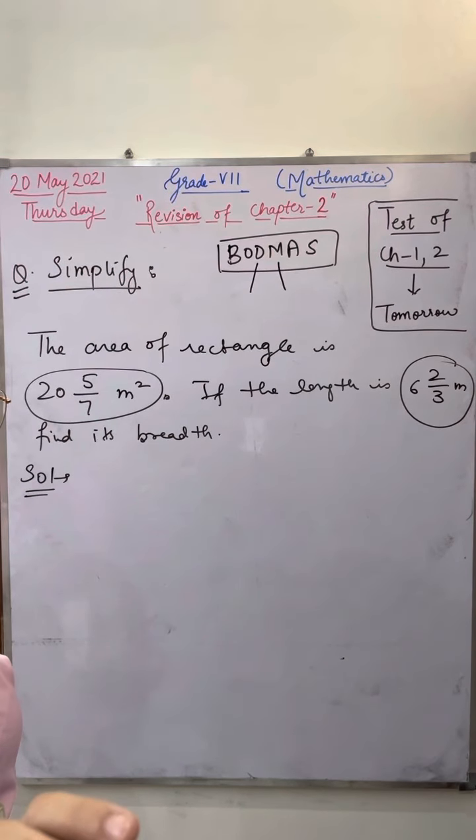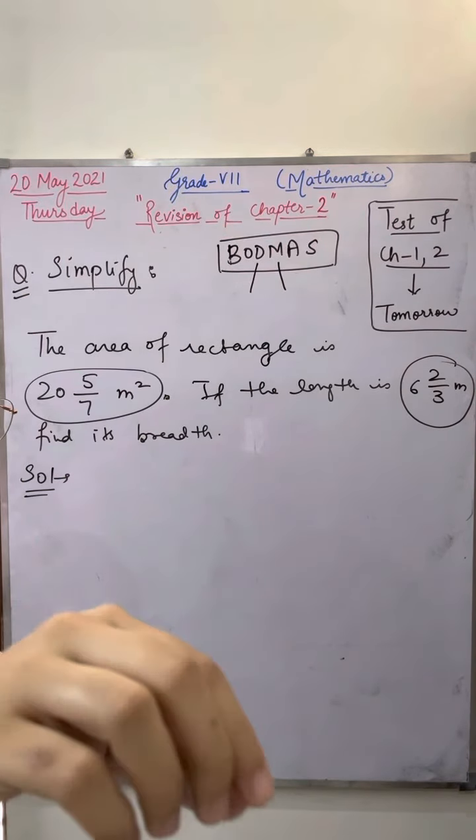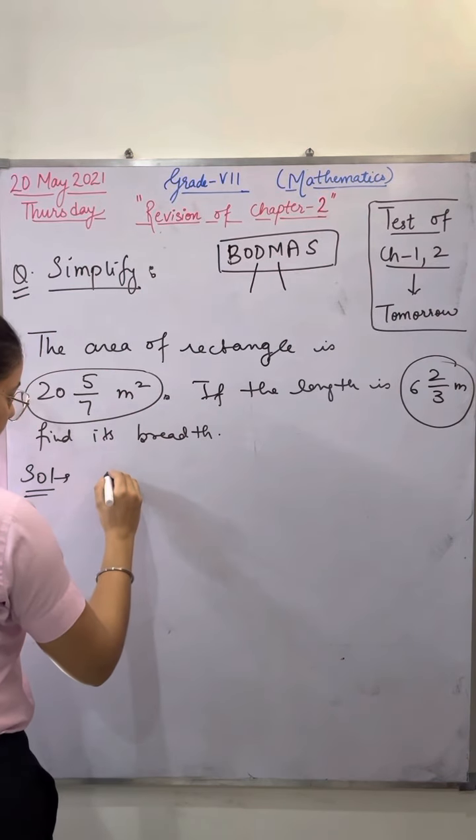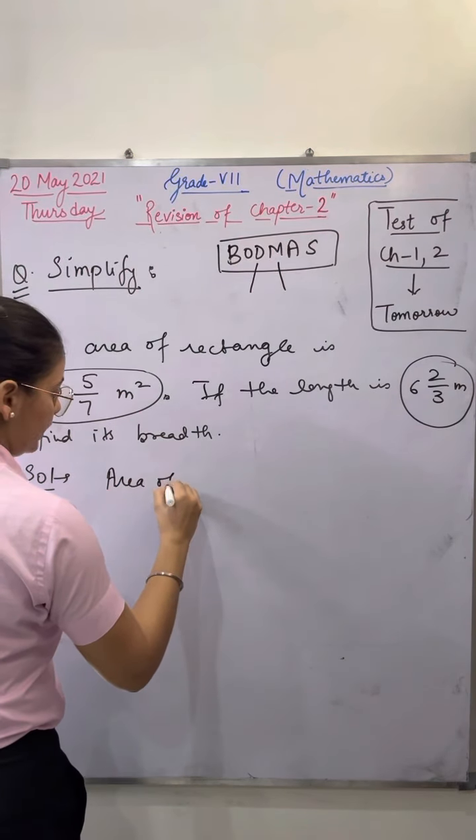Aditya, awesome. Have you solved this question? Yanya, have you solved the question? Yes, ma'am, I'm solving it. Okay, please tell me what are the initial steps? Ma'am, first we will write area of rectangle equals length into breadth. Area of rectangle.